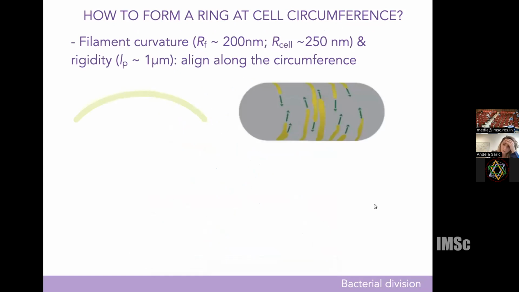Then again, to compare to live cell data, we need to form a ring, and we need two more ingredients. That ring needs to go perpendicular to the cell axis, and for that you need some curvature. We know that these filaments, particularly when they're bound to their membrane anchor, are quite curved. Because they're curved, they like to go along the curved direction of the cell as opposed to the non-curved one, which would be axial. So that's one ingredient you need, and this is what we add to our model.